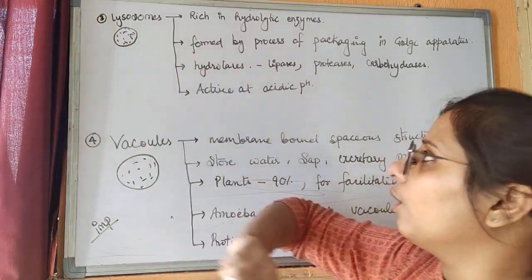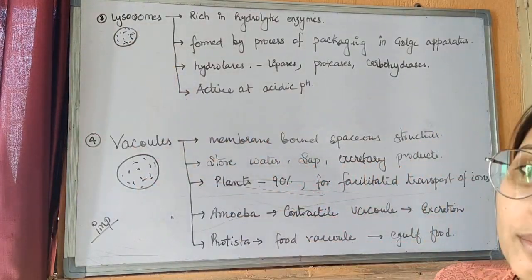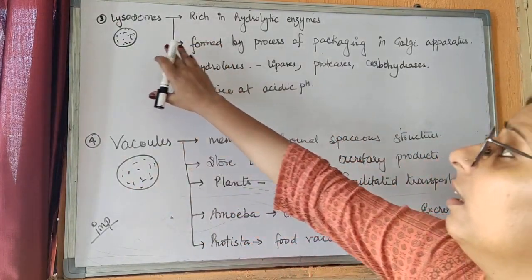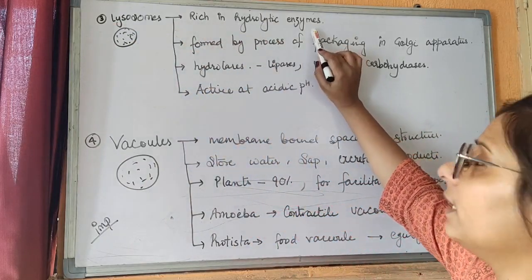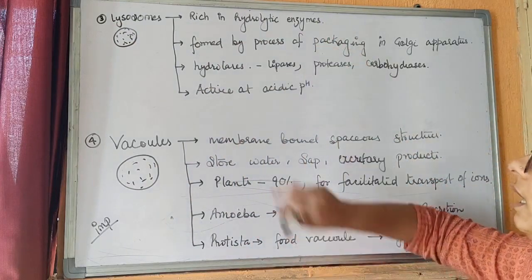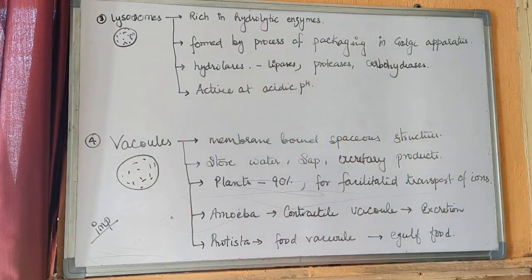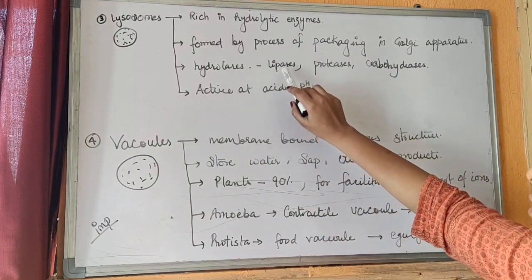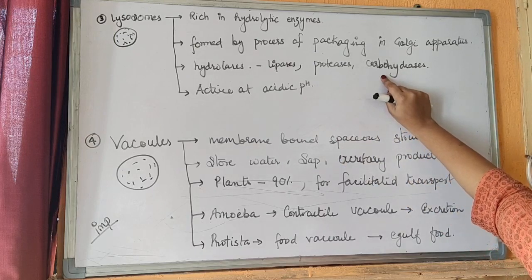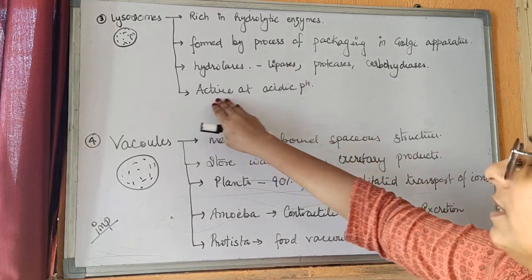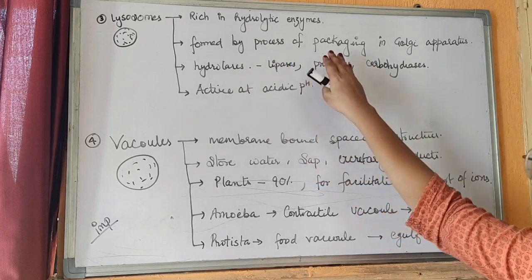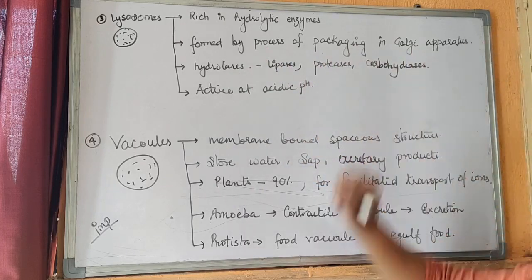Now, two more organelles, lysosomes and vacuoles, are part of the endomembranous system. First, the lysosome is the organelle that is rich in hydrolytic enzymes that hydrolyze particles and molecules, and it has a number of hydrolases that include lipases for the digestion of lipids, proteases for the digestion of proteins, and carbohydrases for the digestion of carbohydrates. It's always active at acidic pH and it's formed during the process of packaging of materials from the Golgi apparatus.